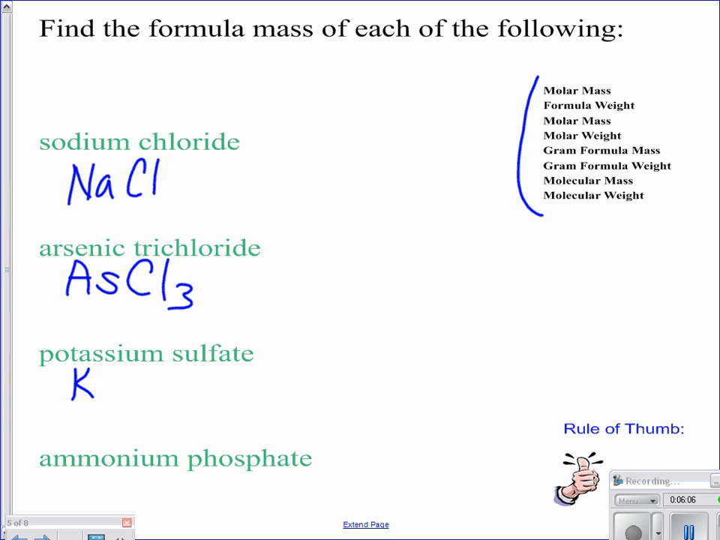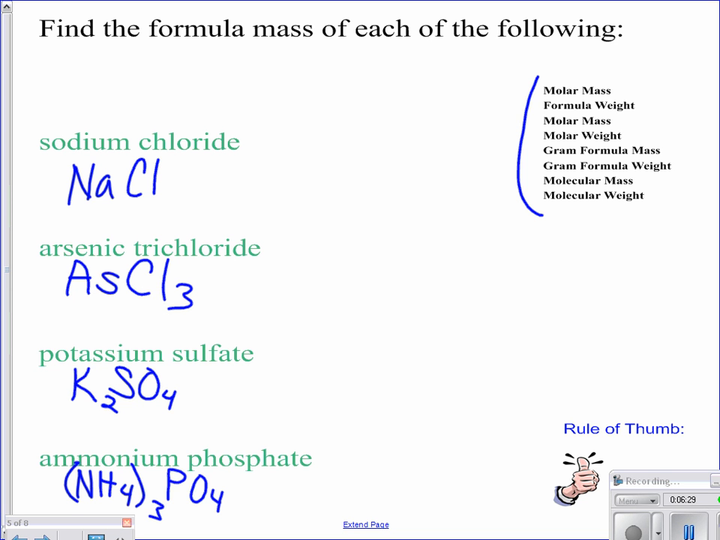Potassium sulfate, K with a +1. Sulfate, SO4 with a -2, so K2SO4. Ammonium phosphate, ammonium, NH4 with a +1. Phosphate, PO4 with a -3, meaning we need 3 ammoniums. So that's how we write those formulas, the only way to write those formulas.